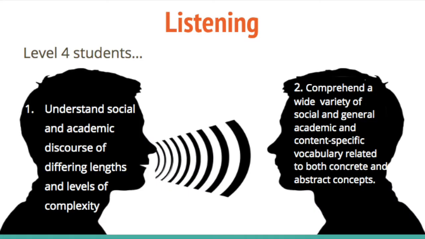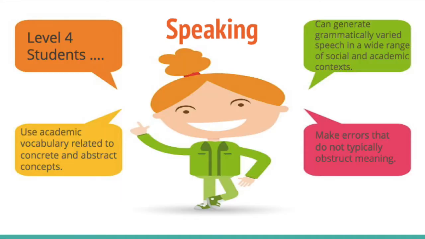Students at Level 4 can process increasingly complex social and academic input. Their understanding of concrete and abstract topics is expanding, and they can derive increased meaning from longer stretches of discourse. When speaking, students at Level 4 will likely appear fully proficient in social contexts and approaching proficiency in academic contexts. Their language is increasingly growing in complexity and lexical precision. Errors may still occur, but they should not obstruct meaning.